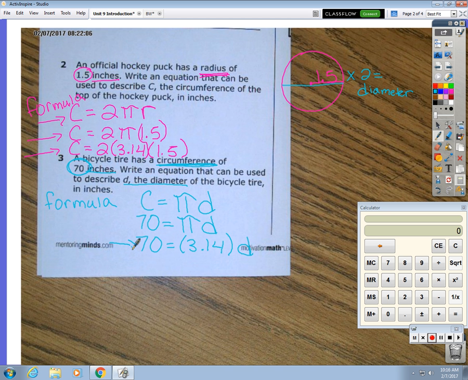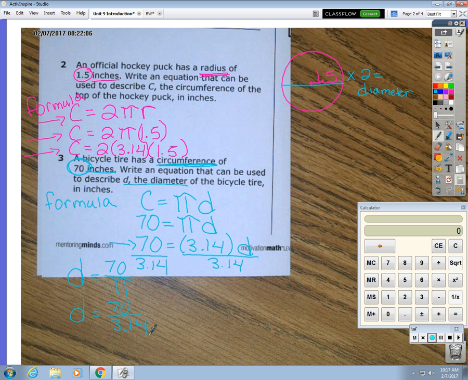what would we have to do? Divide 70 by 3.14. We would have to move this over, right? We would divide by 3.14. And when we did that, what would our answer give us? The diameter. It would be giving us the diameter. So another way to write this is d, which is diameter, equals 70 divided by pi, or d equals 70 divided by 3.14.